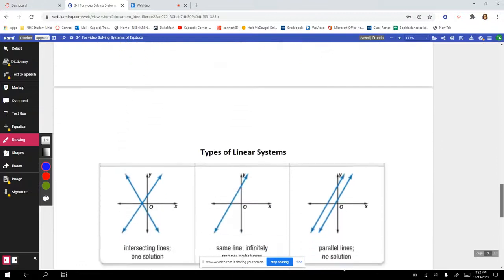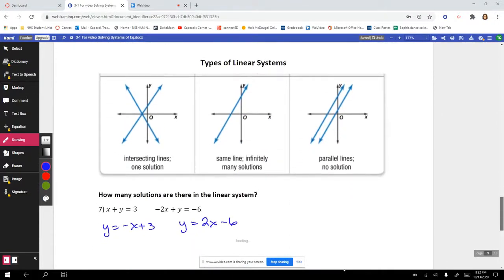All right, looking at our last part of our lesson today, there are a few types of linear systems. So far, we've been working with these. When their lines intersect, they have one solution. I also have the same exact line, which would have many solutions. So if I had something like y is equal to 2x plus 4 and y is equal to 2x plus 4, they are the same exact line.